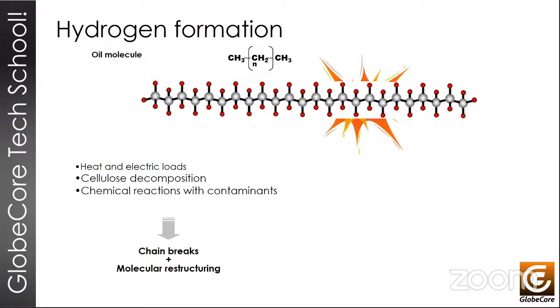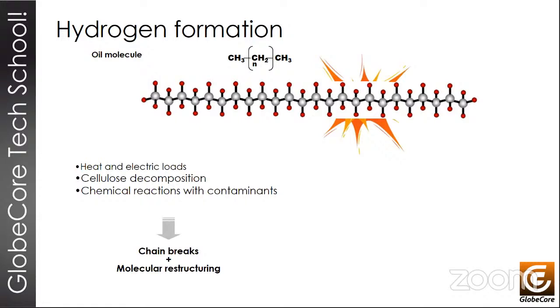Okay, the formation of hydrogen in transformers occurs as a result of destruction of oil molecules. We know that transformer oil is a hydrocarbon. It's basically a long chain of carbon and hydrogen atoms, hence the name. And when energy rises, which can be caused by electric current or by high temperature, atoms can break off of that chain.